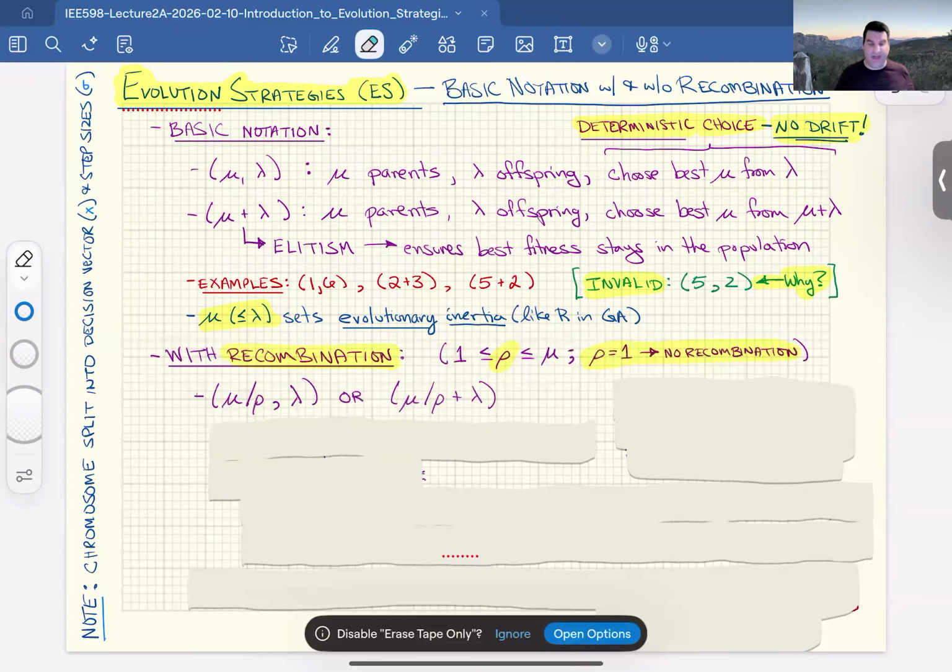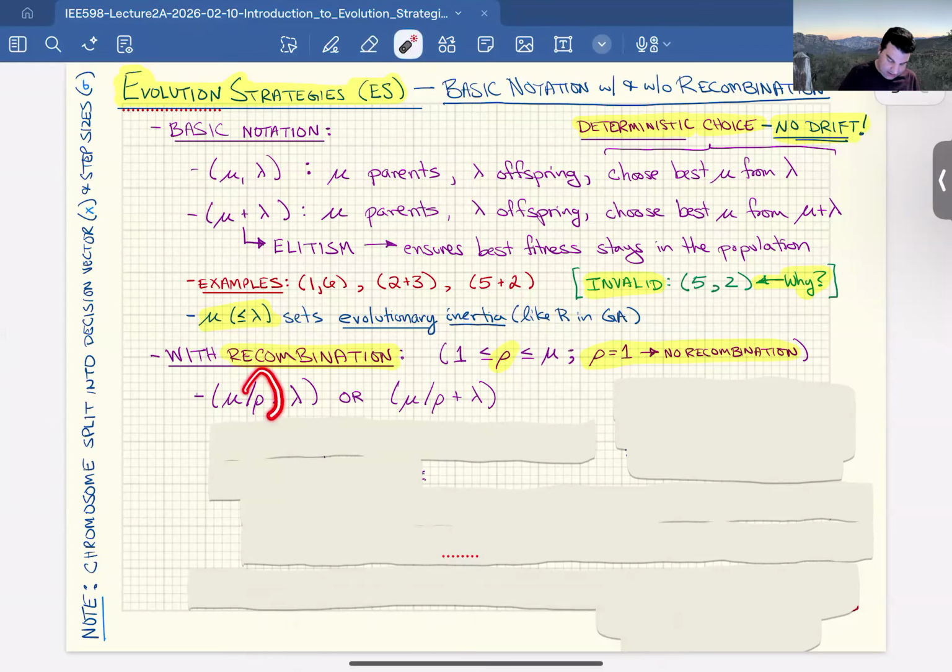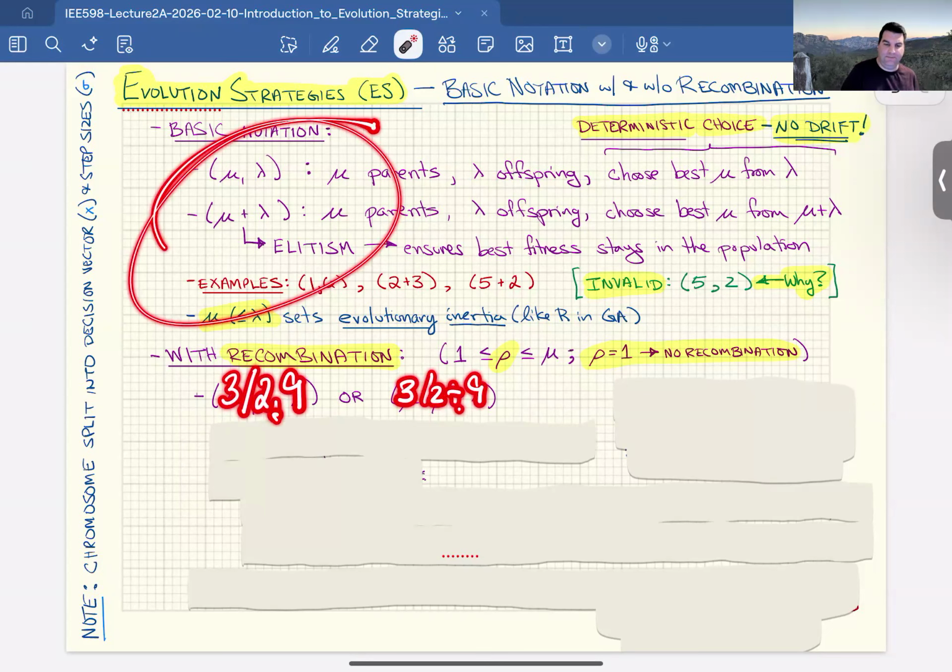Now we can add in recombination. And so with recombination, then we're adding this here. So this will be like 3 parents, and we're going to recombine 2 of them and produce 9 offspring from that. So that would be one way, or it could be 3 comma 2 plus 9. So the plus and the comma work the same way as they do up here.